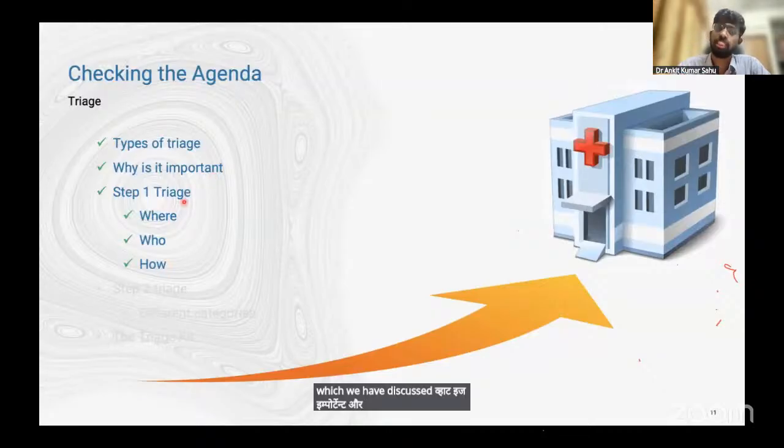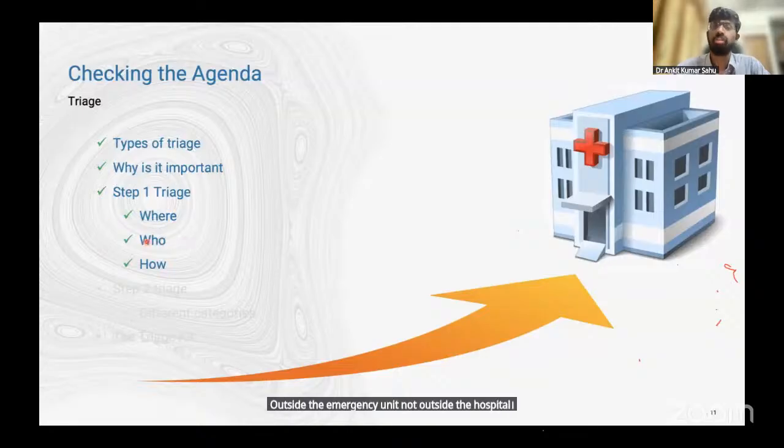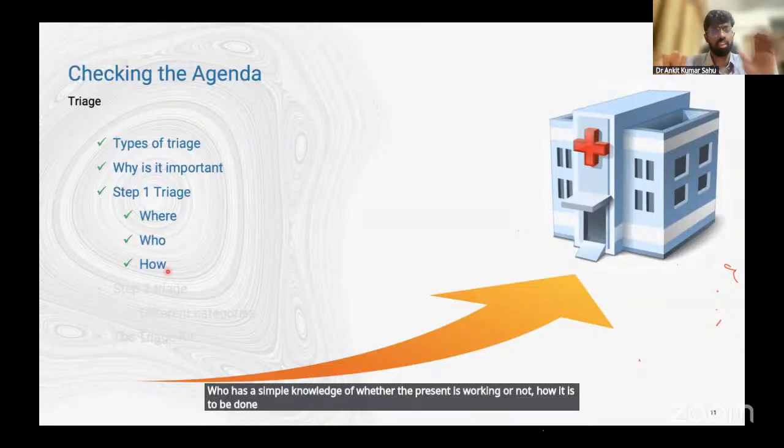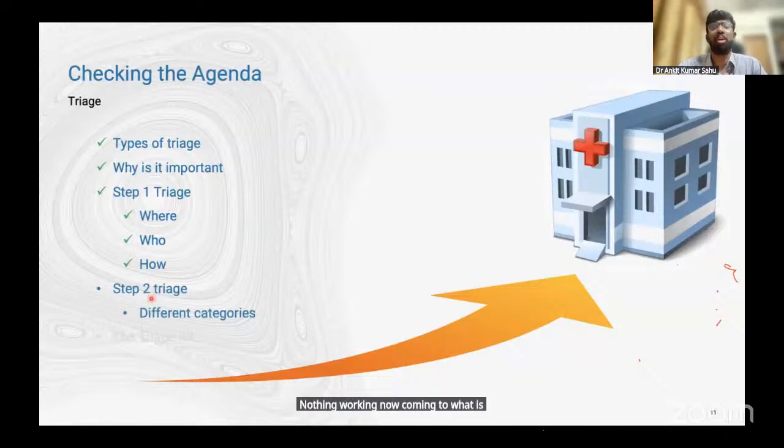Now, what is a step 1 triage? Where should it be located? First, it should be located outside the emergency unit, not outside the hospital. Who can do it? Anyone who has a simple knowledge of whether the patient is walking or not. How is it to be done? Nothing. Walking, non-walking.